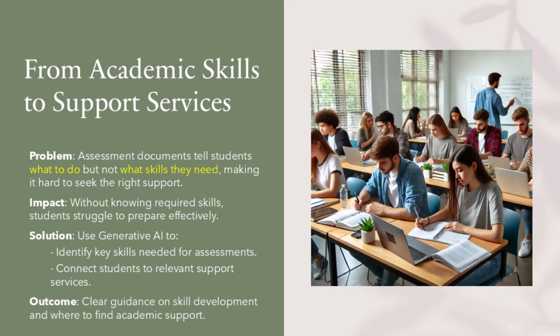So to help with that, I looked at what we do have access to, the course outline. Even though it doesn't have all the assessment details, it still gives us a good starting point. And this is where Gen AI can really help. It can read the course context and the learning outcomes, then figure out what skills are likely needed for each assessment. From there, the AI can suggest support services that match those skills. So if a student sees they're missing something, they know exactly where to go to get help.